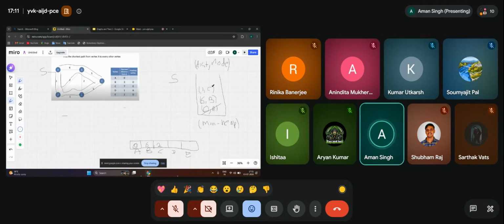Now why are we taking the minimum element every time? Because we want to find the minimum distance to every node. When we consider the minimum element, we are considering the minimum distances first, so that by those paths we can reach the other nodes, and those distances will be minimum.